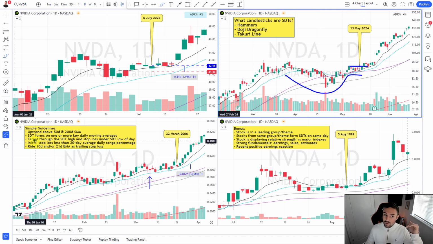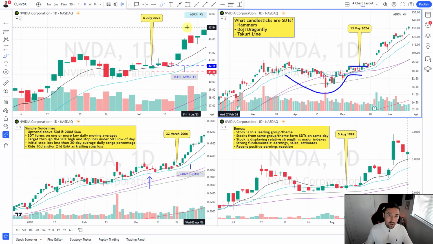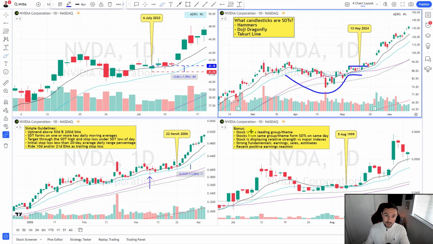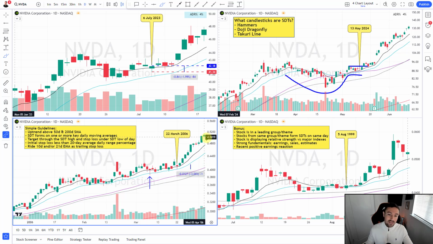I want to target it through the high of the shakeout demand tail, stop loss underneath the low of the shakeout demand tail, usually by a couple of cents. The initial stop loss less than the 20-day ADR percentage, as we've just been discussing. And then from a trade management perspective, generally I'm trying to ride the 10-day, 21-day EMAs and try and nail the intermediate term trend. A couple of bonuses: the stock is in a leading group and or theme. The stocks from the same group or theme are forming shakeout demand tails, or potentially gap down reverse bars or trigger bars, if you've followed me on YouTube for a little while, on the same day as well.